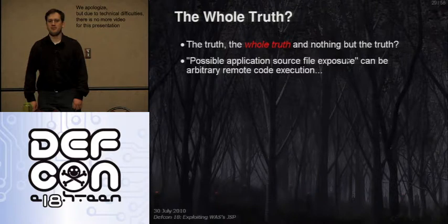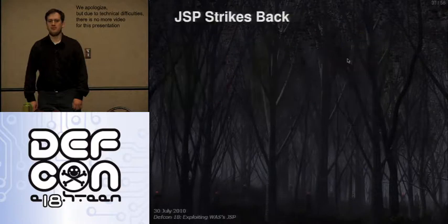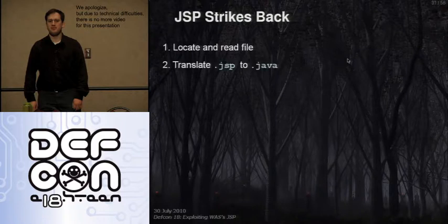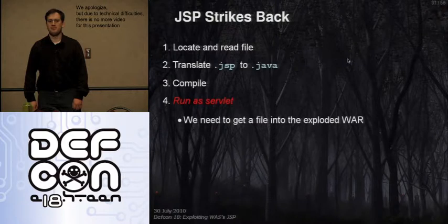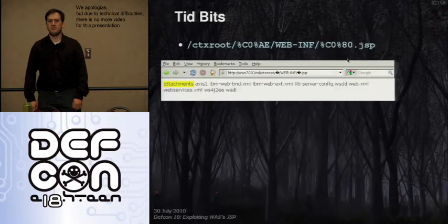You can actually make possible application source file actually be remote code execution in many instances. So, again, back here in WAS, instead of the plugin, we look at JSP striking back. If you remember, we locate a file, translate JSP to Java, we compile it, and then we run it as a servlet. So, if we can get a file into the WAR, we can get remote code execution through this method. So, I was looking at a web application, and I had an interesting discovery playing this game with WEB-INF.